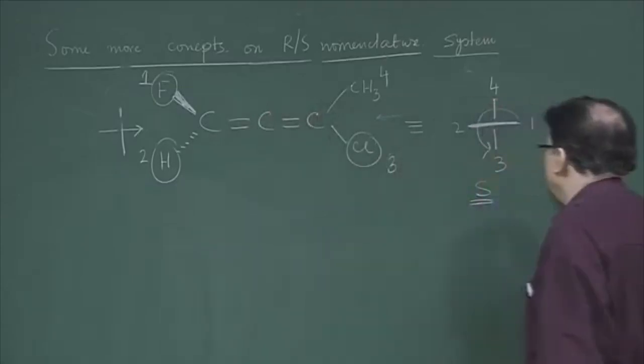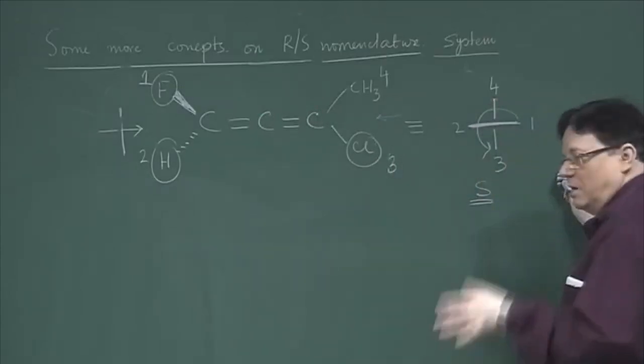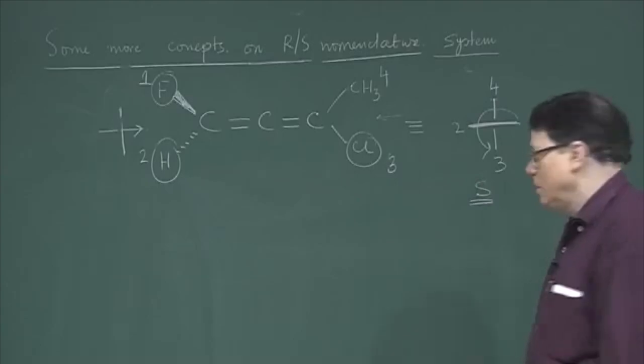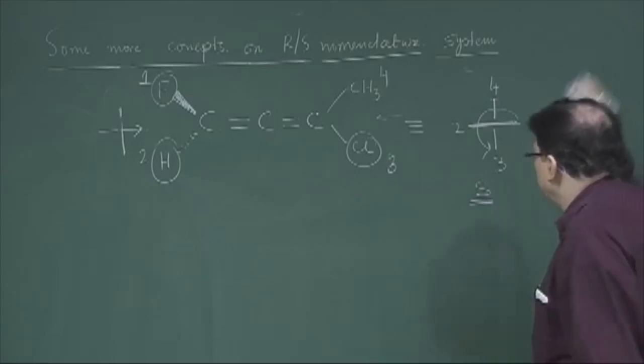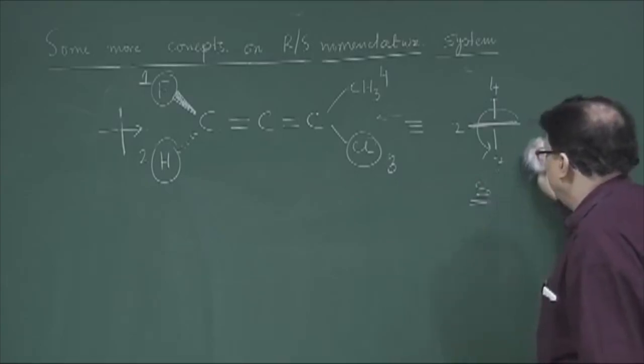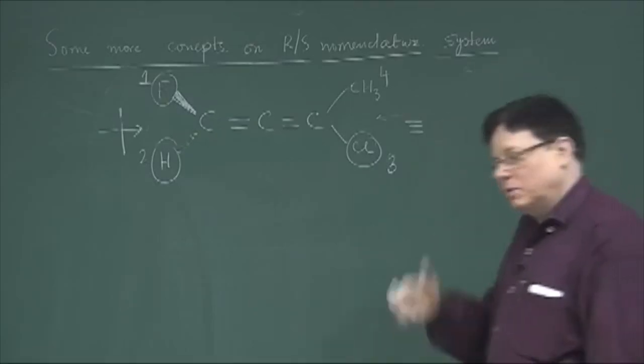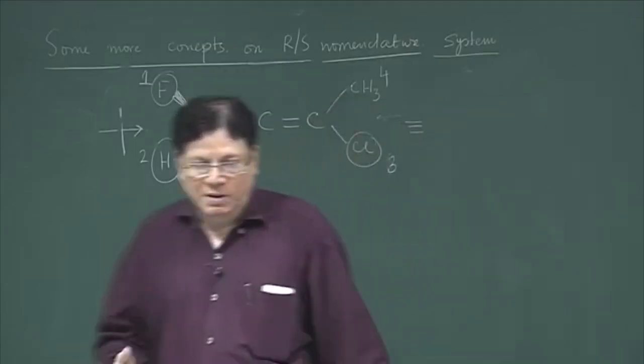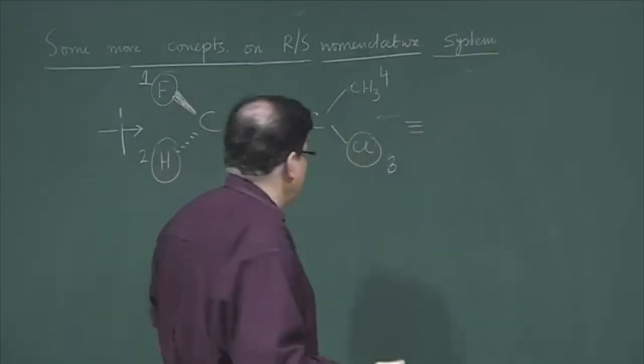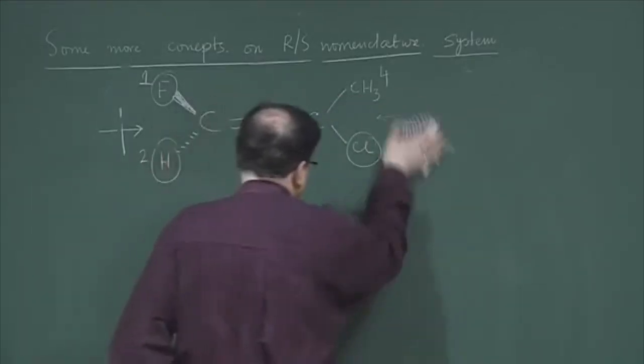So you do not have to think over whether, as in the Fischer projection, you have to be careful that the fourth group is occupying the horizontal or the vertical position. Here you do not have to bother about that, because the fourth group is always away from the observer, even if it is occupying a horizontal position.